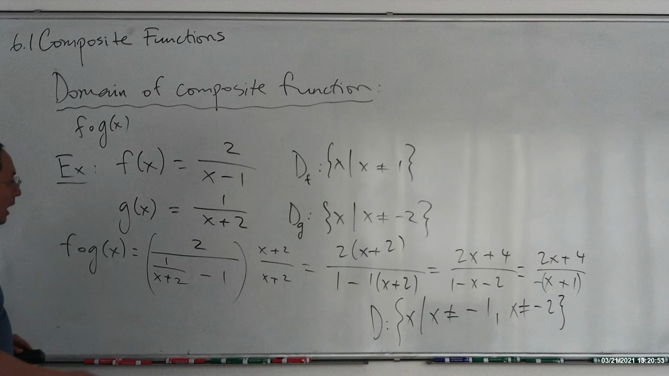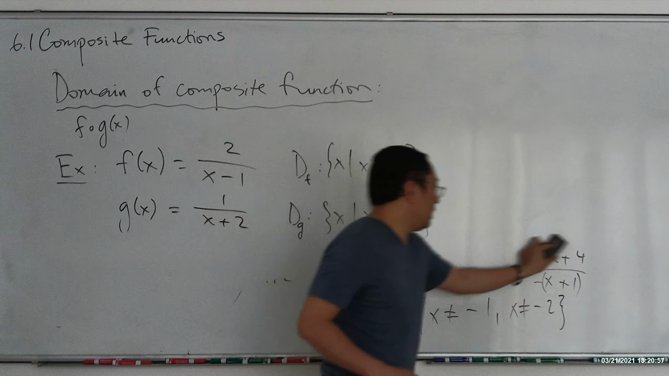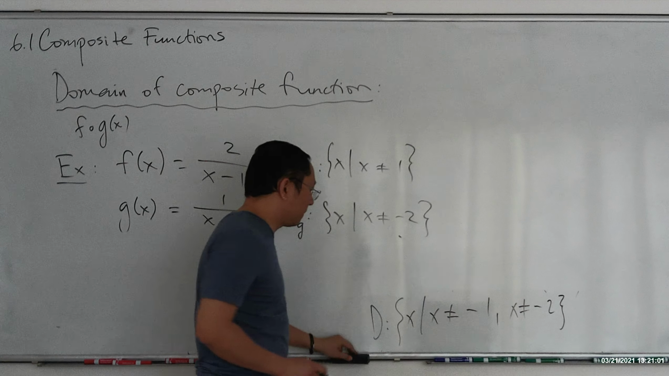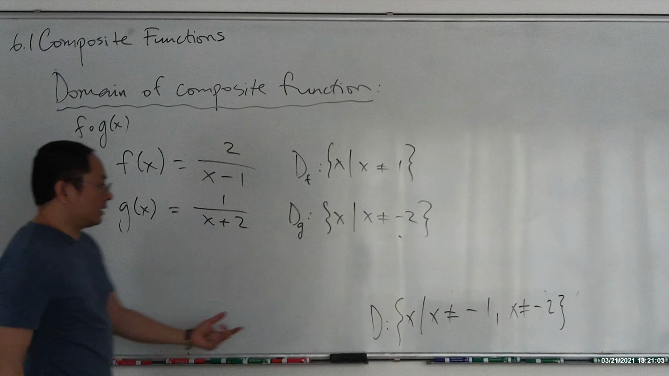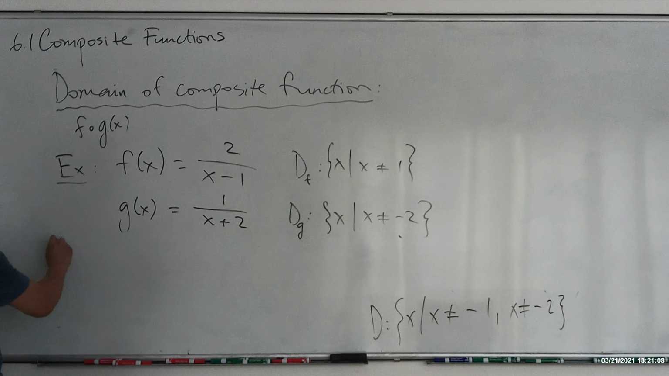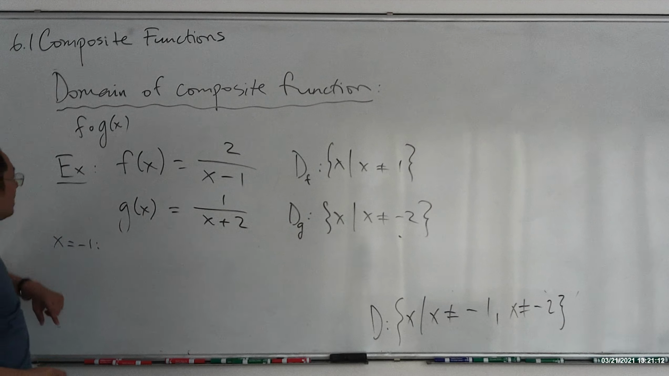Okay, check it out. I need some room to write, so let me erase this line right here. I'm going to keep the final answer. Let's try. I claim the domain is everything except for -1 and -2. Let's see why. Try x equal to -1. We're talking about f of g of x, right?